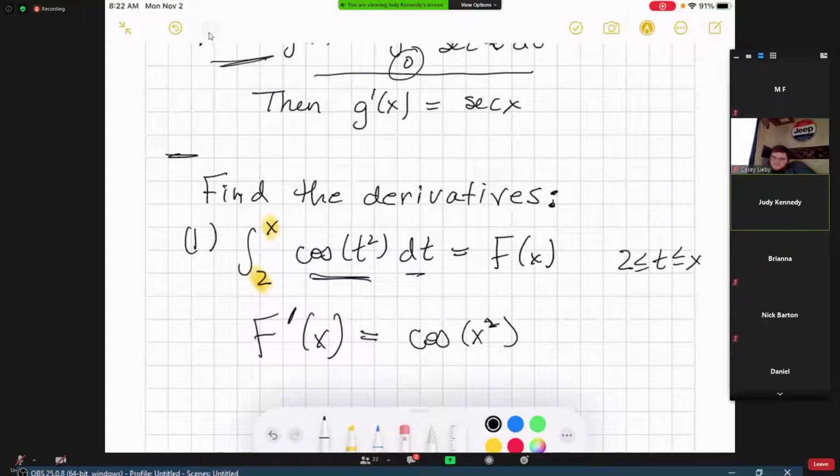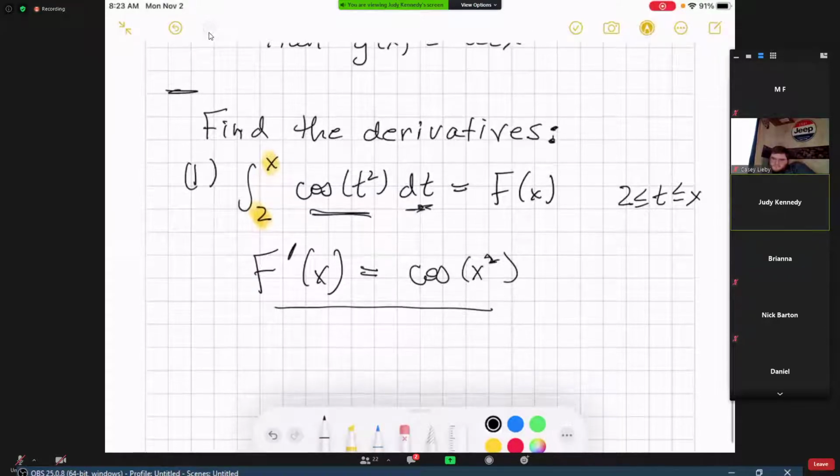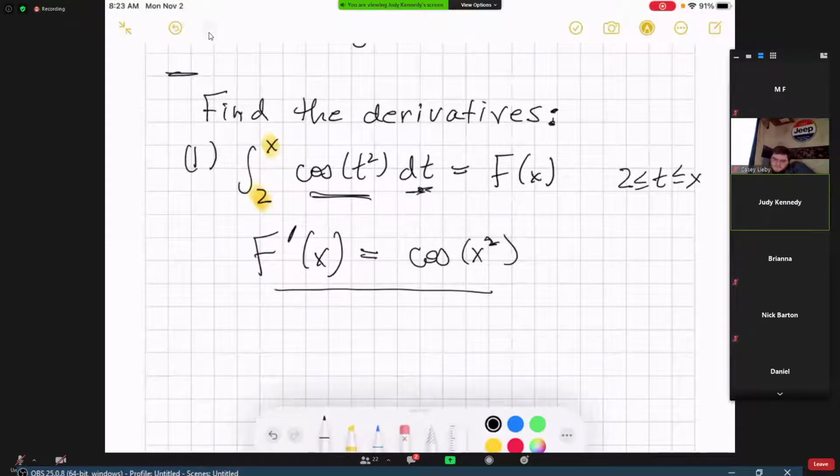Sometimes it's called a dummy variable. I think of it as the variable for the integral. It's whatever this dt is the variable for. The fundamental theorem says that that derivative is the cosine of x squared. Okay, but let's change it up a little bit.